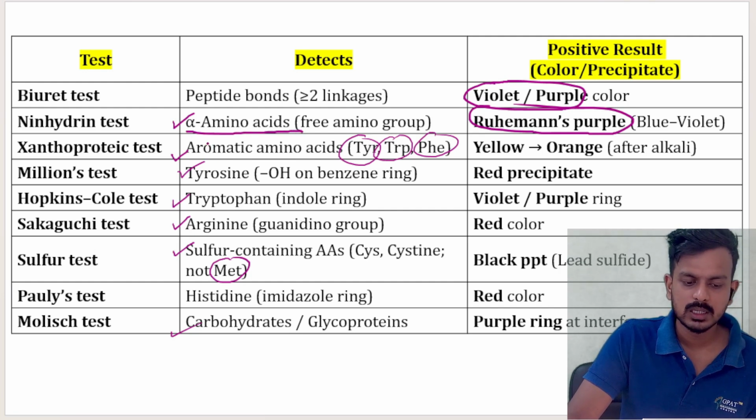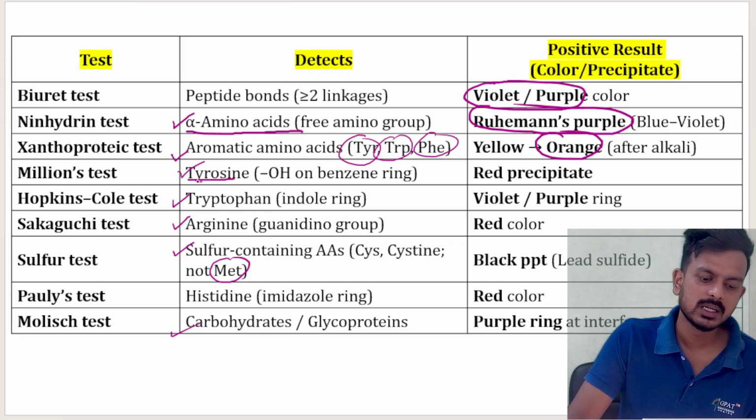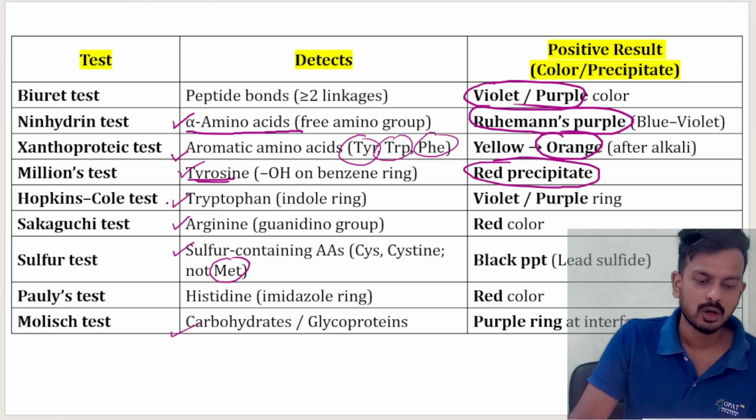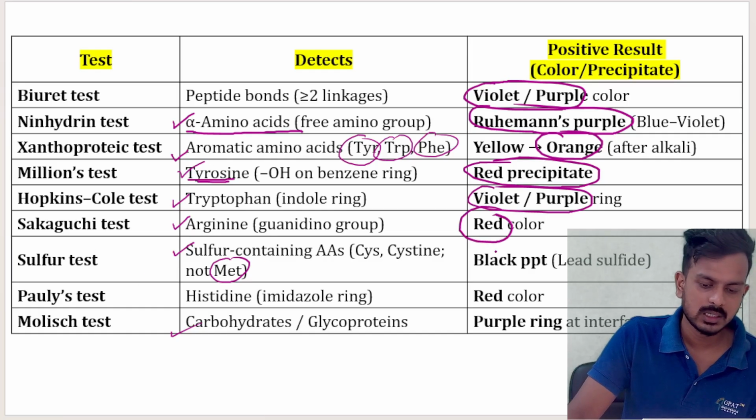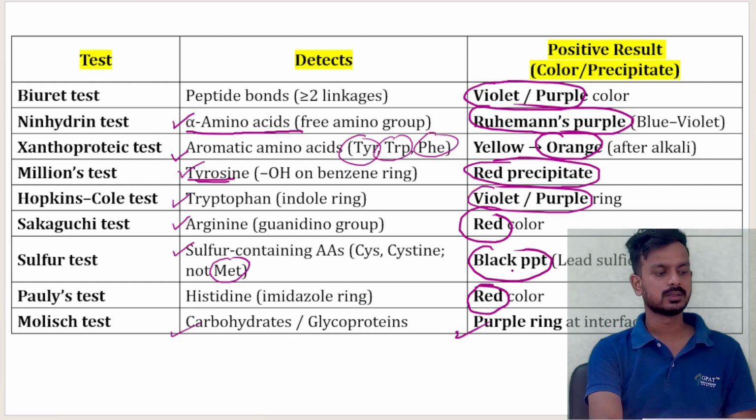You have the xanthoproteic test for the aromatic amino group. It basically detects a yellow to orange color. Millon's test is for the amino acid tyrosine; it detects by developing a red precipitate. The Hopkins-Cole reaction is for the amino acid tryptophan; it also gives a violet or purple color. The Sakaguchi test will give a red color. The sulfur test will give a black color precipitate. Pauli's test will give a red color. And Molisch's test basically gives a purple ring at the interface.